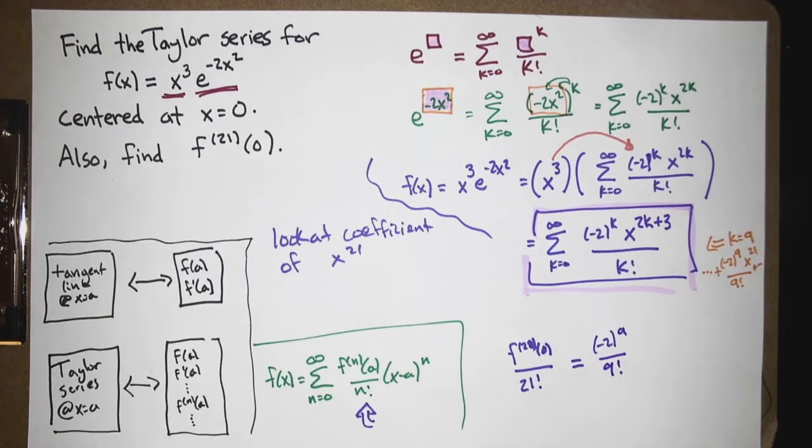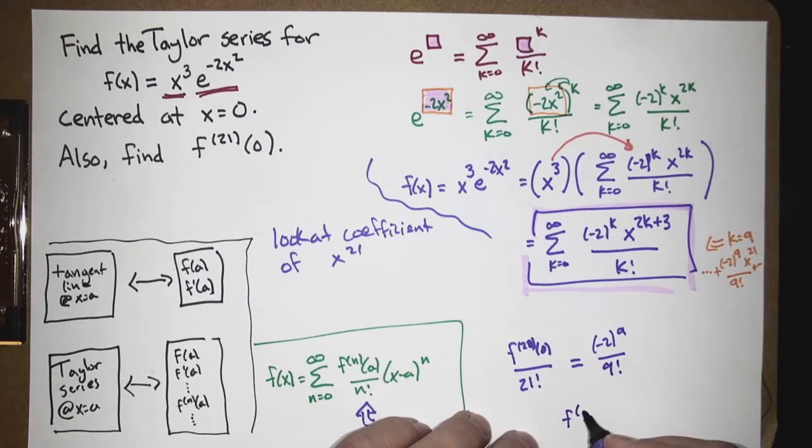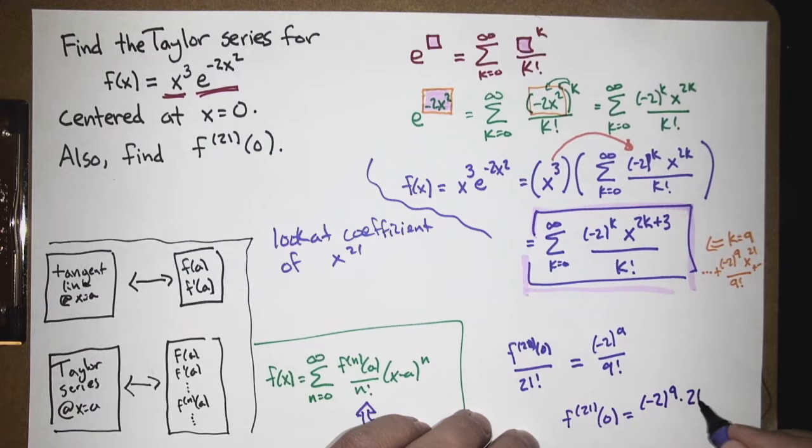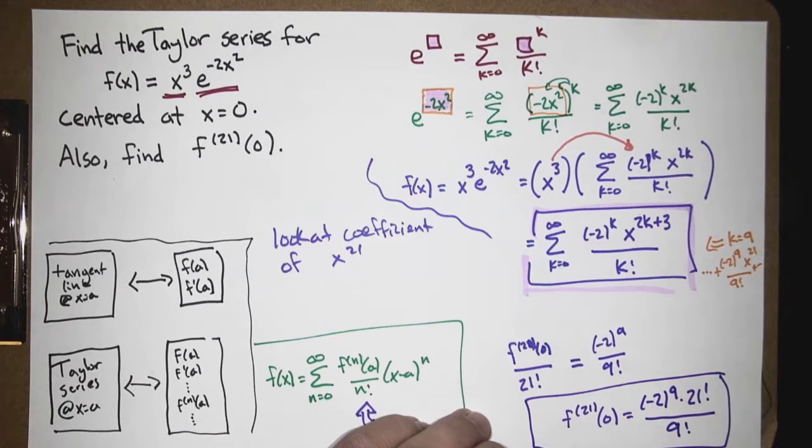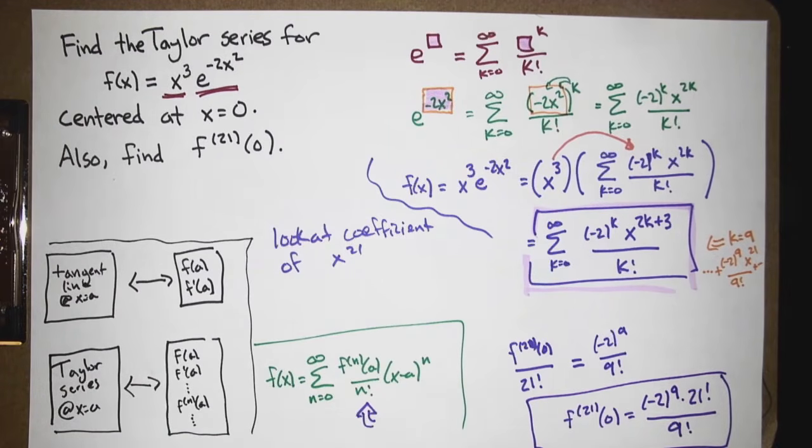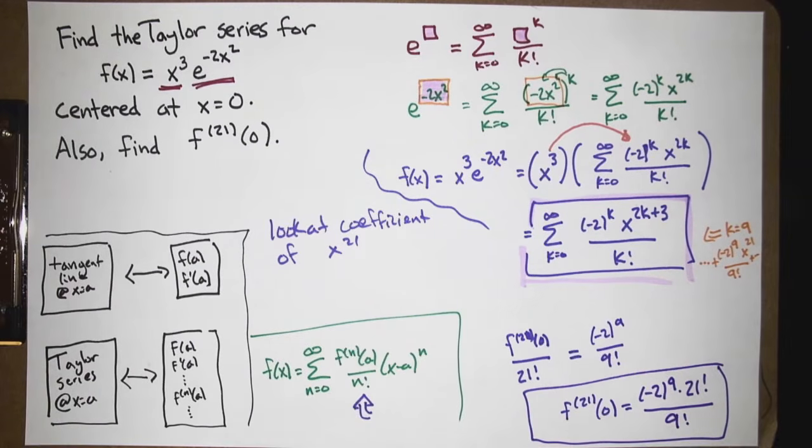What did we want? We wanted the 21st derivative. So then the 21st derivative at 0, we just move that 21 factorial across: minus 2 to the 9th power times 21 factorial divided by 9 factorial. And we're done. So if you're after a specific derivative, you say, great, let me figure out what my Taylor series is. And then I say, what coefficients do I have to look at? Compare the two and grab what you need.